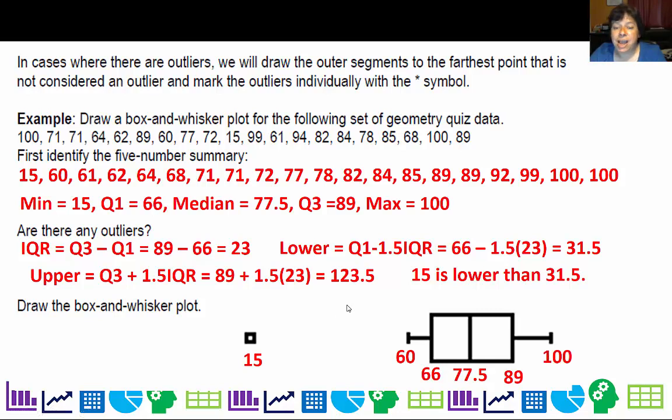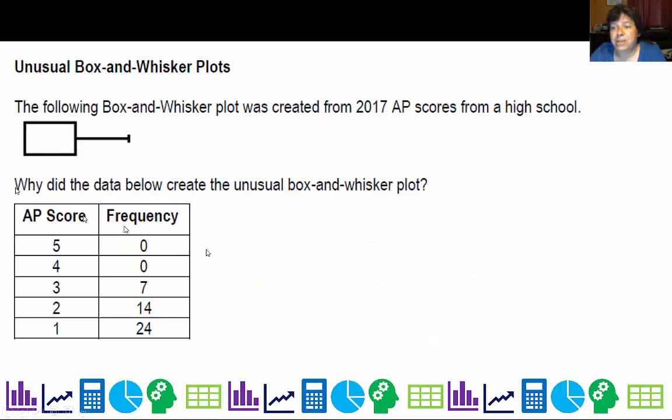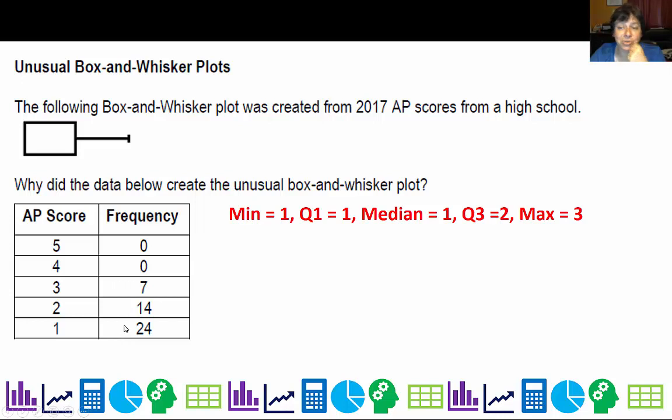Now, you might occasionally have an unusual box plot, and this is an actual box plot for this data right here. Why does the box plot look so strange? Well, the min is 1. The median is 1. I hate to say this. These are actual AP scores for a high school, not Cedar Ridge, on an AP test. I won't say which one.